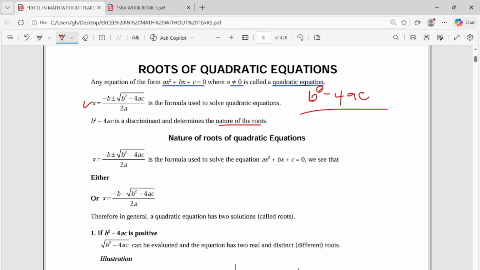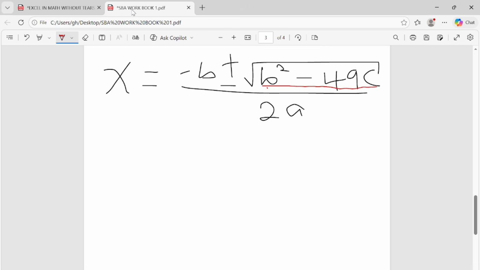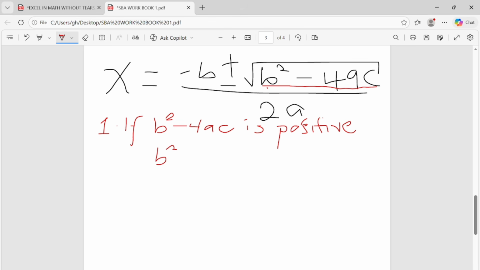So now you realize that, this is point number one, if that discriminant b squared minus 4ac is positive, implying that if you substitute the values of a, b and c in there, you get a positive answer, meaning that b squared minus 4ac is greater than 0.